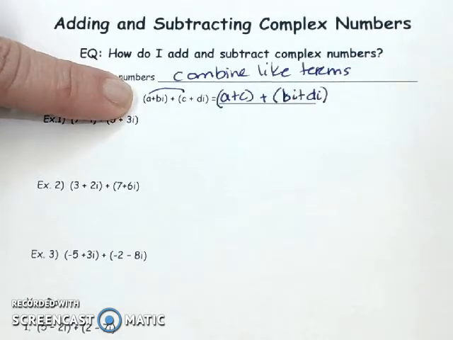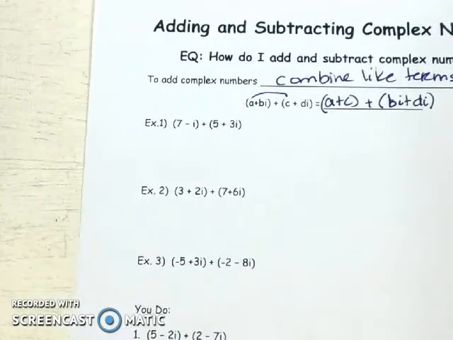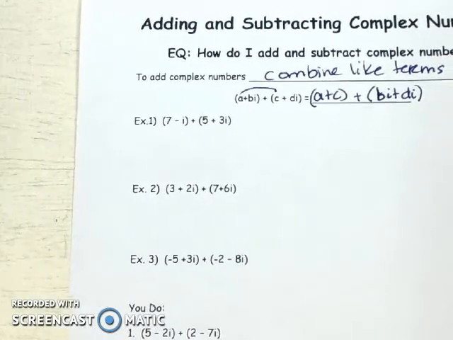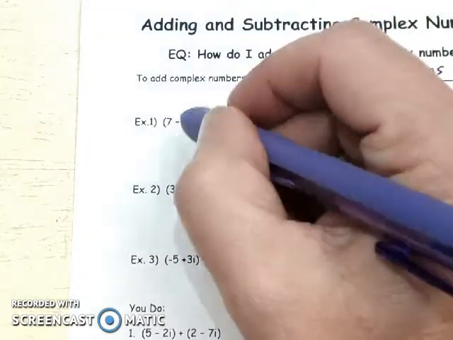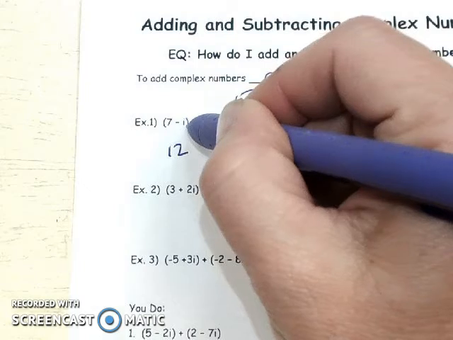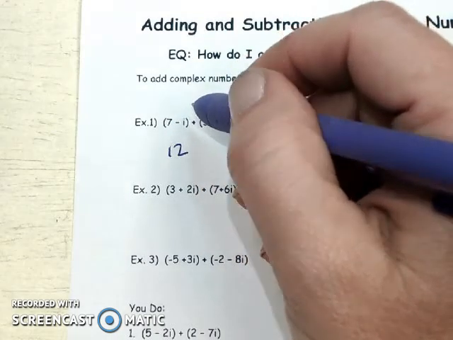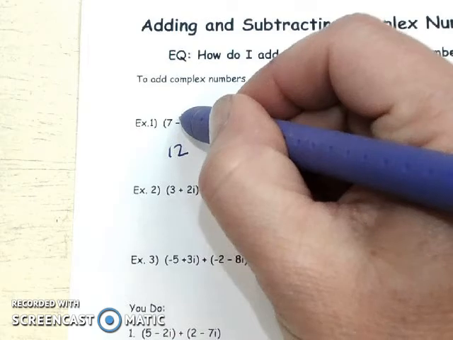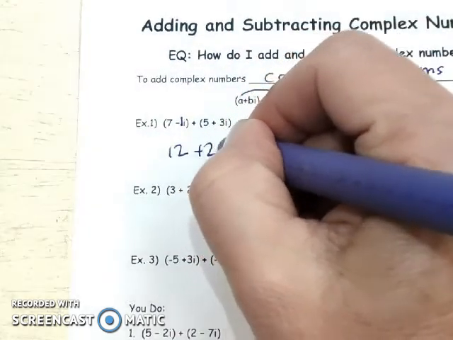That's all I'm doing. So if I look at these 3 examples, I'm only doing 3 with you, then I'm going to let you do 3 because this is easy stuff. I'm going to put the real parts together. 7 plus 5 gives me 12. I'm going to put the imaginary parts together. If there's nothing in front of that i, just like if it was an x and there's nothing there, there's an understood 1. So I've got negative 1 plus 3, that's going to give me a positive 2.